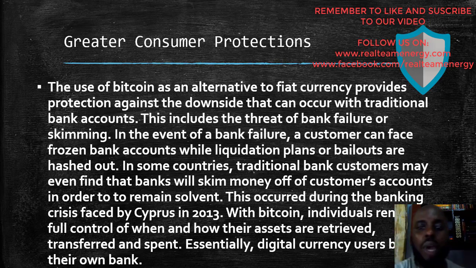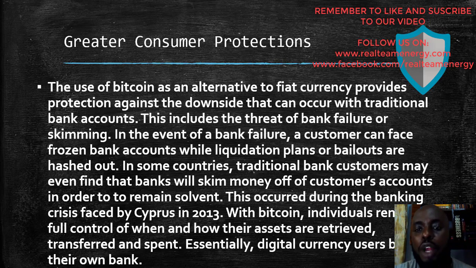When the banks failed, the customer accounts were frozen. In Europe, it has happened. In Nigeria, yeah, it has happened several times. And the bank account would then be liquidated or seeking a bailout. So what am I trying to say? The use of Bitcoin as an alternative to fiat currency provides protection against the downside that can occur with traditional bank accounts. This includes the threat of bank failure or skimming.